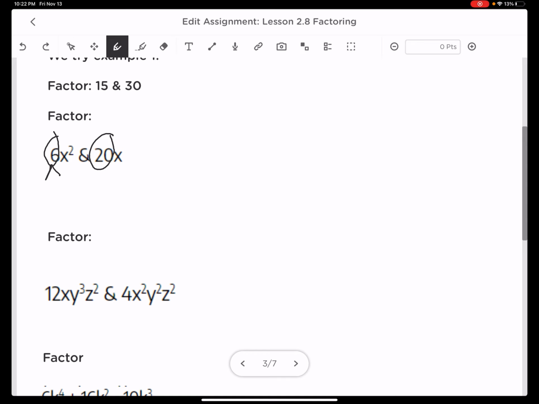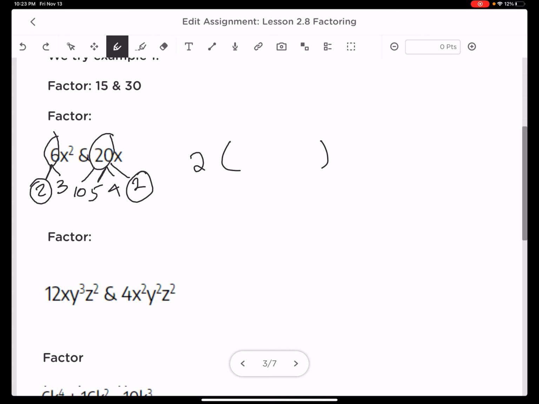So 6, we have 2 and 3, because 2 times 3 equals 6. That's all that really works there, because there's no other values that work. For 20, we got 5 and 4. We got 2 and 10. And if we notice, we already see one that is common. It's that 2. So we're able to pull out 2.